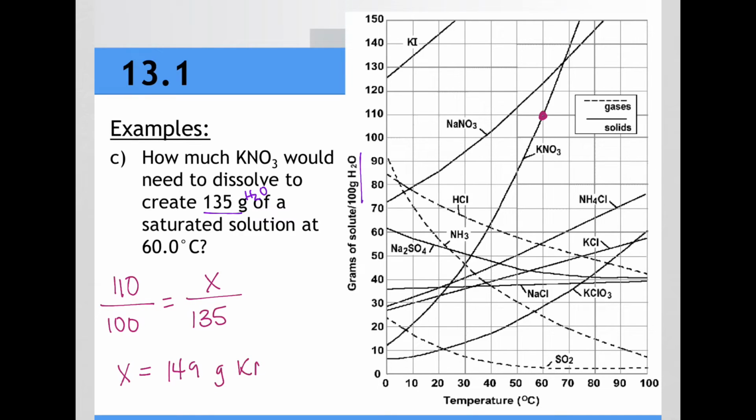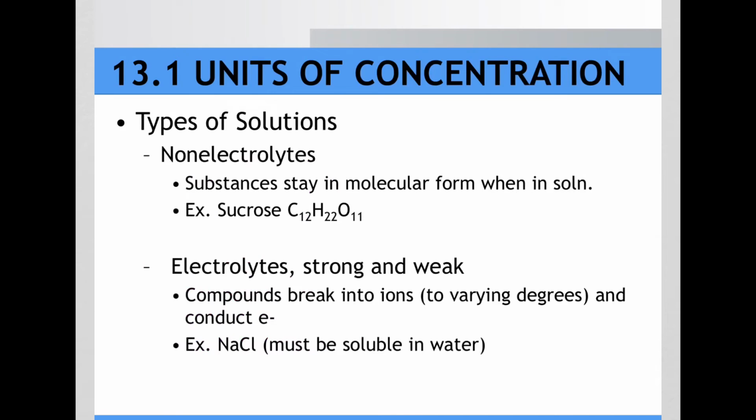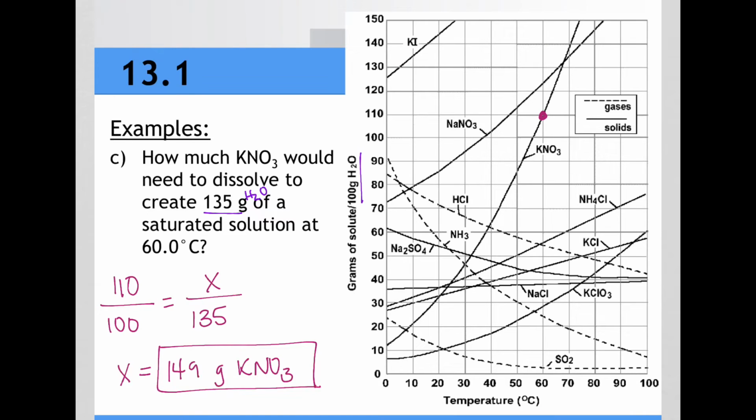All right, assuming you did that correctly, you would see that we could dissolve about 149 grams of potassium nitrate in 135 grams of water to create a saturated solution. So those were just some examples. There are, of course, many other questions we could ask you with solubility curves, but that's just sort of a sampling of what you'll see.